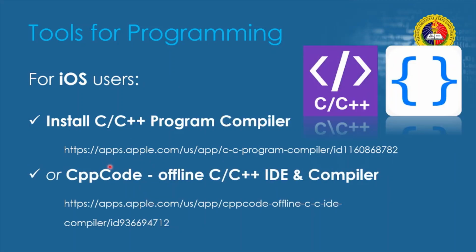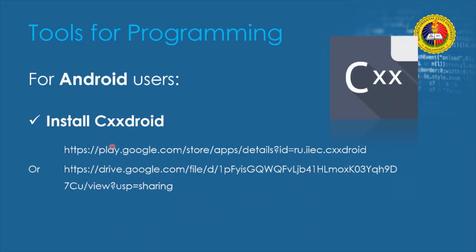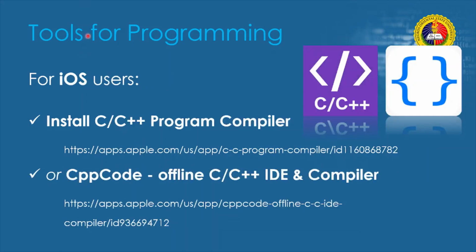For iOS, you have to install a couple of things. I'm not sure if CXX Droid is already available on iOS, but if it's not, install this C/C++ program compiler, and then CPP Code, either this one or the other, a C++ IDE and compiler. You just have to copy this link if you're using an iPhone or iPad.